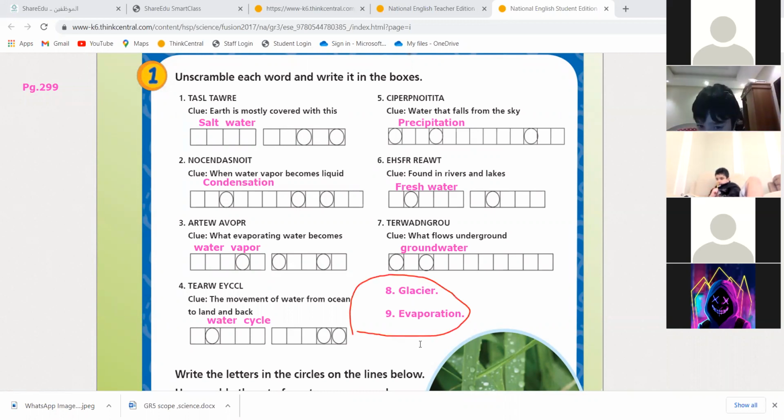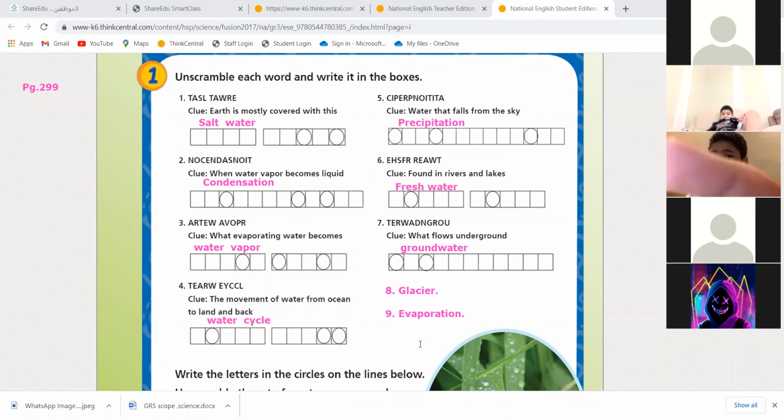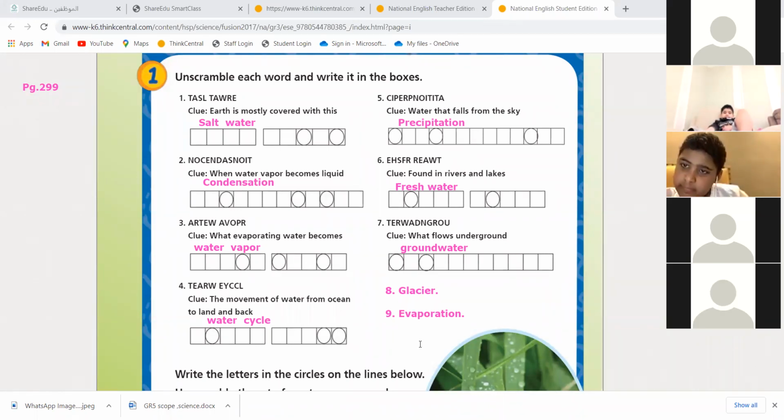No, you write it in number eight and in number nine. Okay. And this word, the letter in the curls on the mess. Low, like this. I screenshot glacier and evaporation because my pencil broke and I don't have a sharpener. You need another pencil because we still have another page to do. You finish from this one, we will go to another page.